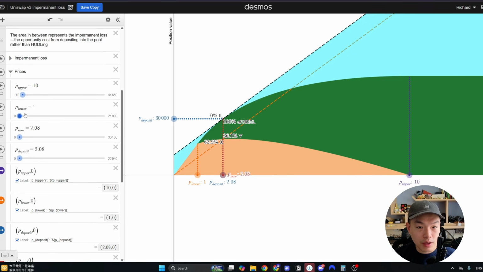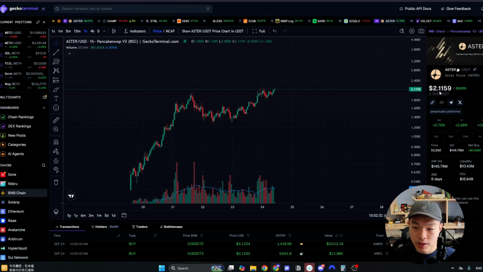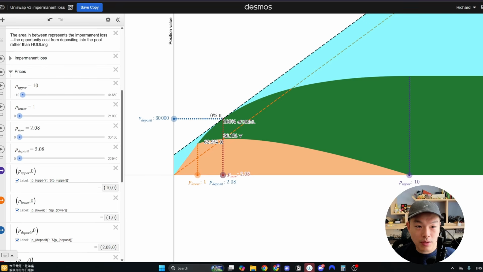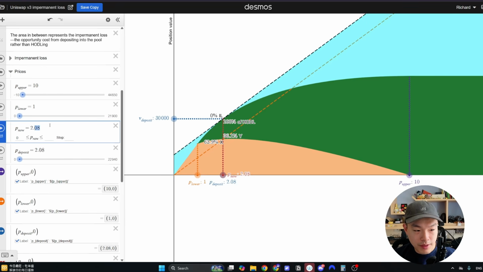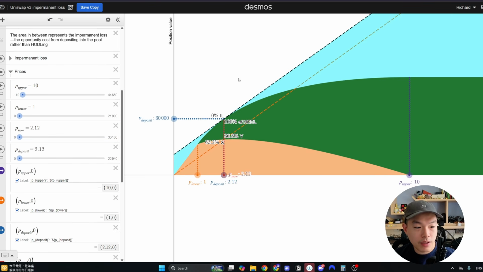And what we want to do is play around with the price range. You can start with 1, for example, on the low side, and then upper is 10. And then you can see the price right now is at around 2.11, 2.12. It moved up a little bit when I set up this chart, so I can adjust that to 2.12. And then here I could see the max upside and the max downside, right?